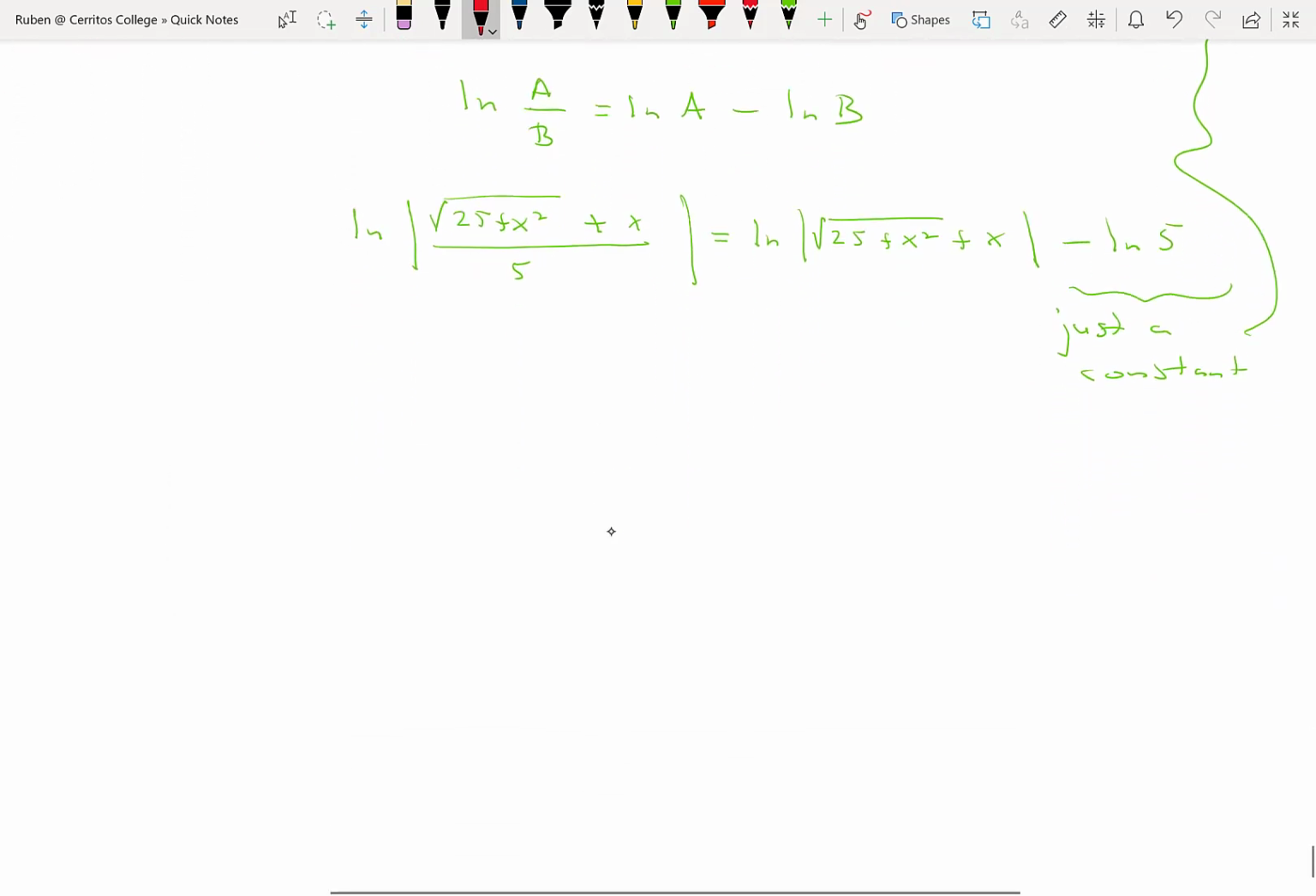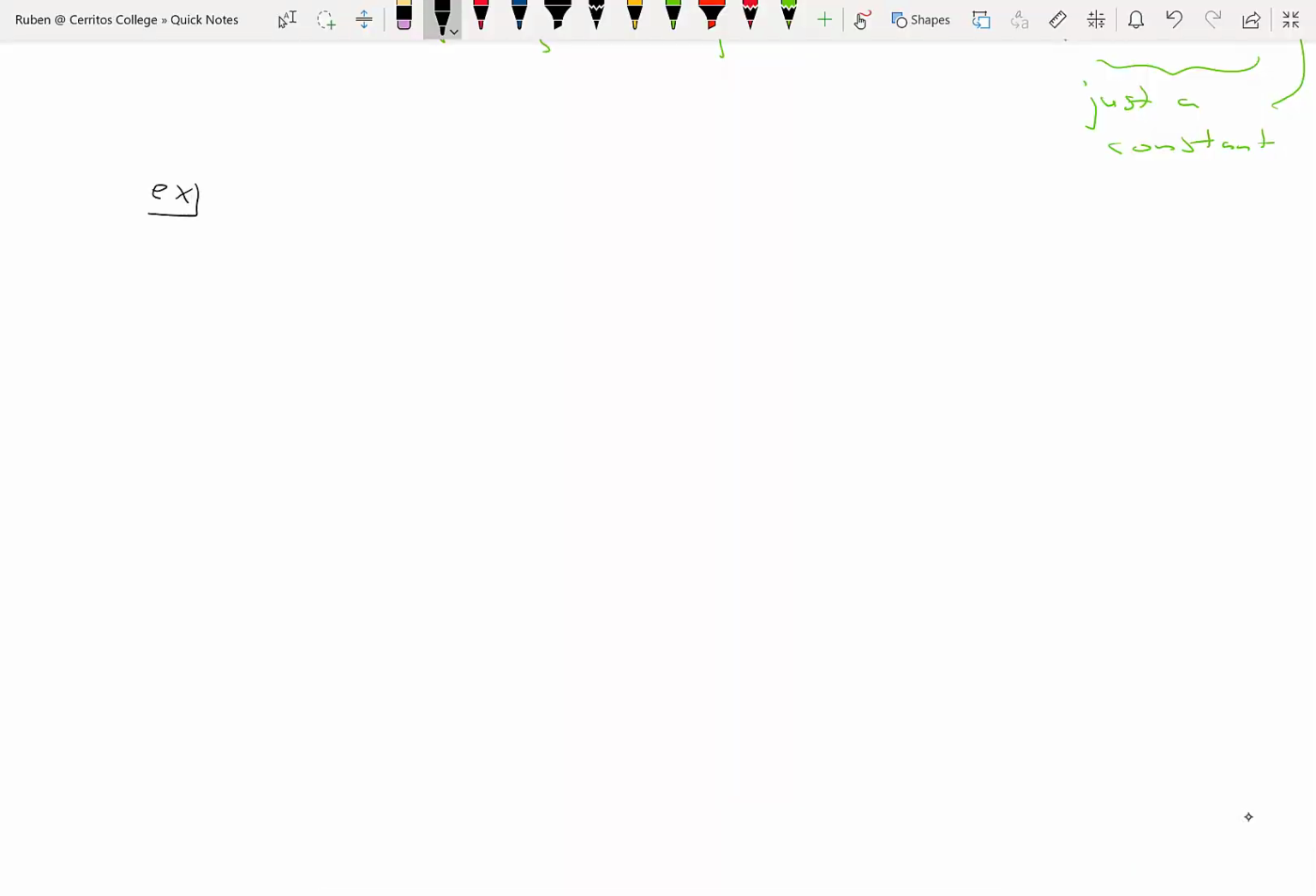Okay. So we have one more case to look at. Let's look at case 3. And the example is to evaluate our last integral for this section: the integral of x squared over the square root of x squared minus 5. And this will take us to case 3.